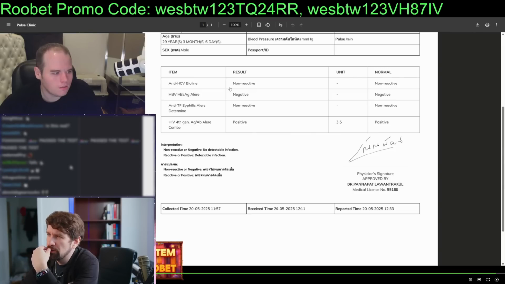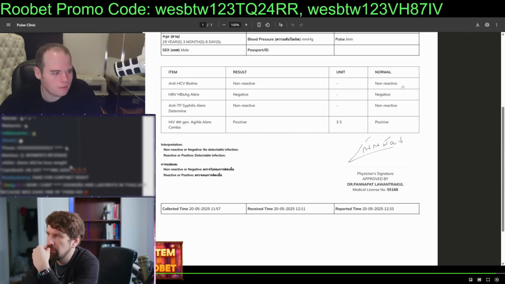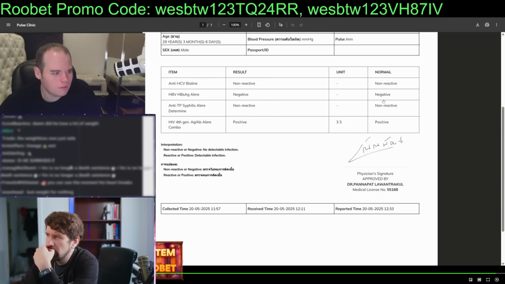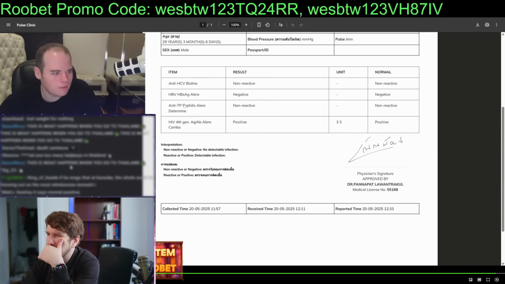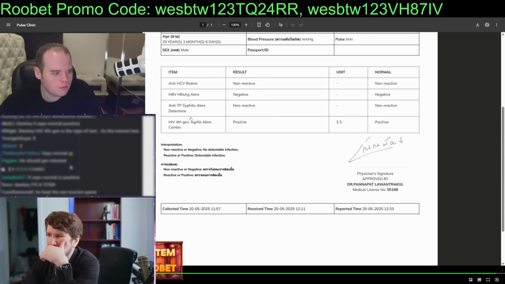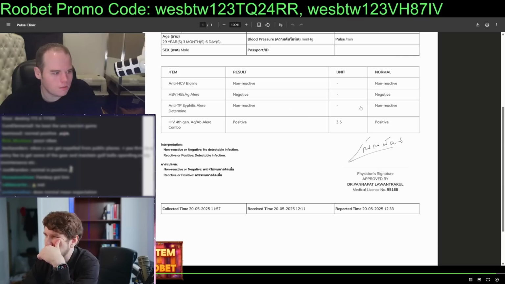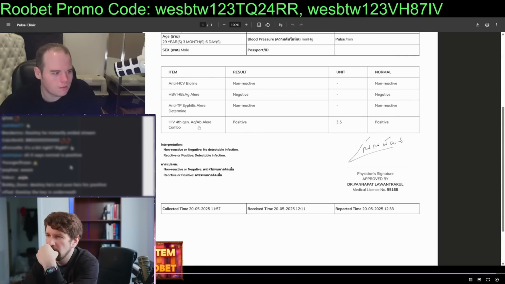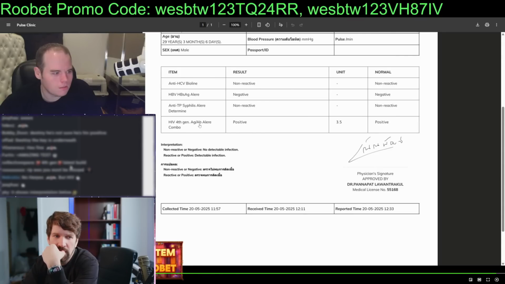Anti-HCV Bioline, the result was non-reactive. The expectation is for it to be non-reactive. HSV test negative, normal is negative. Anti-TP, syphilis, non-reactive, expected to be non-reactive. HIV, AGAB.